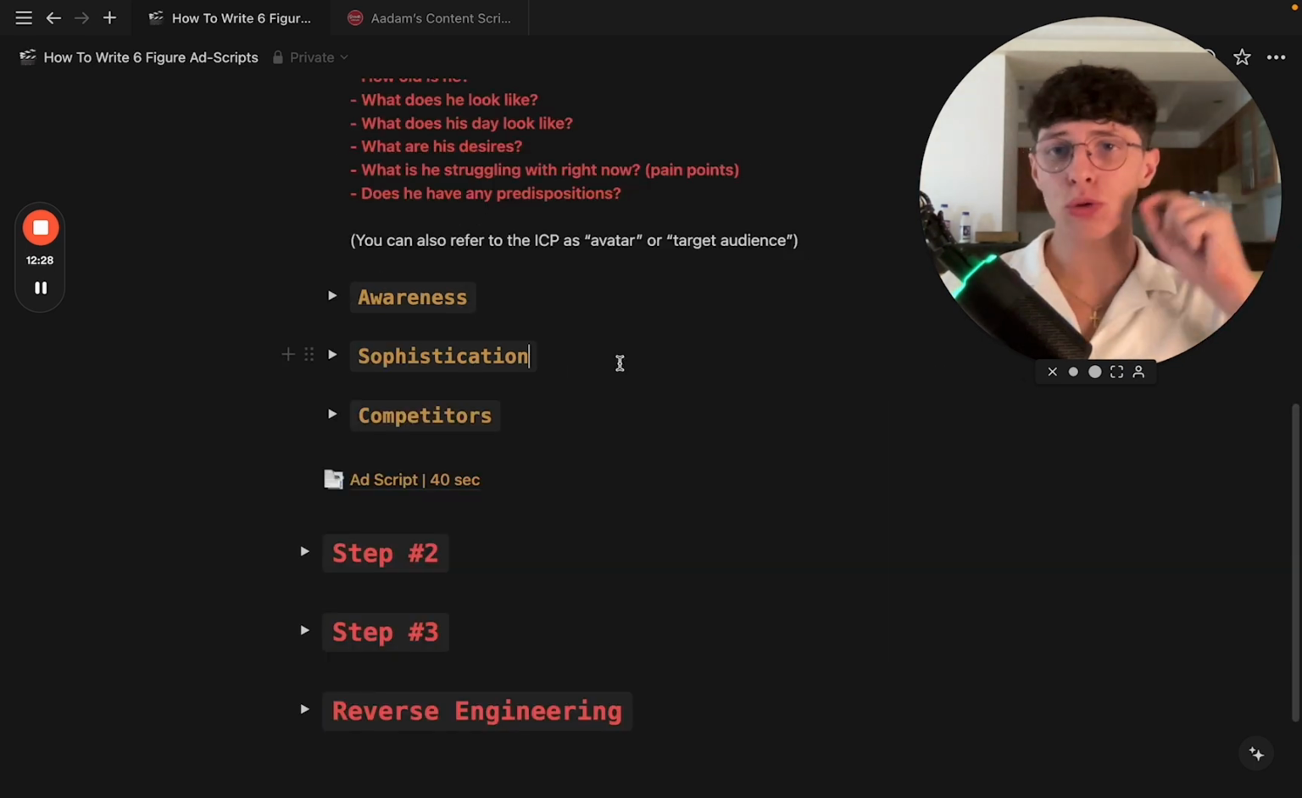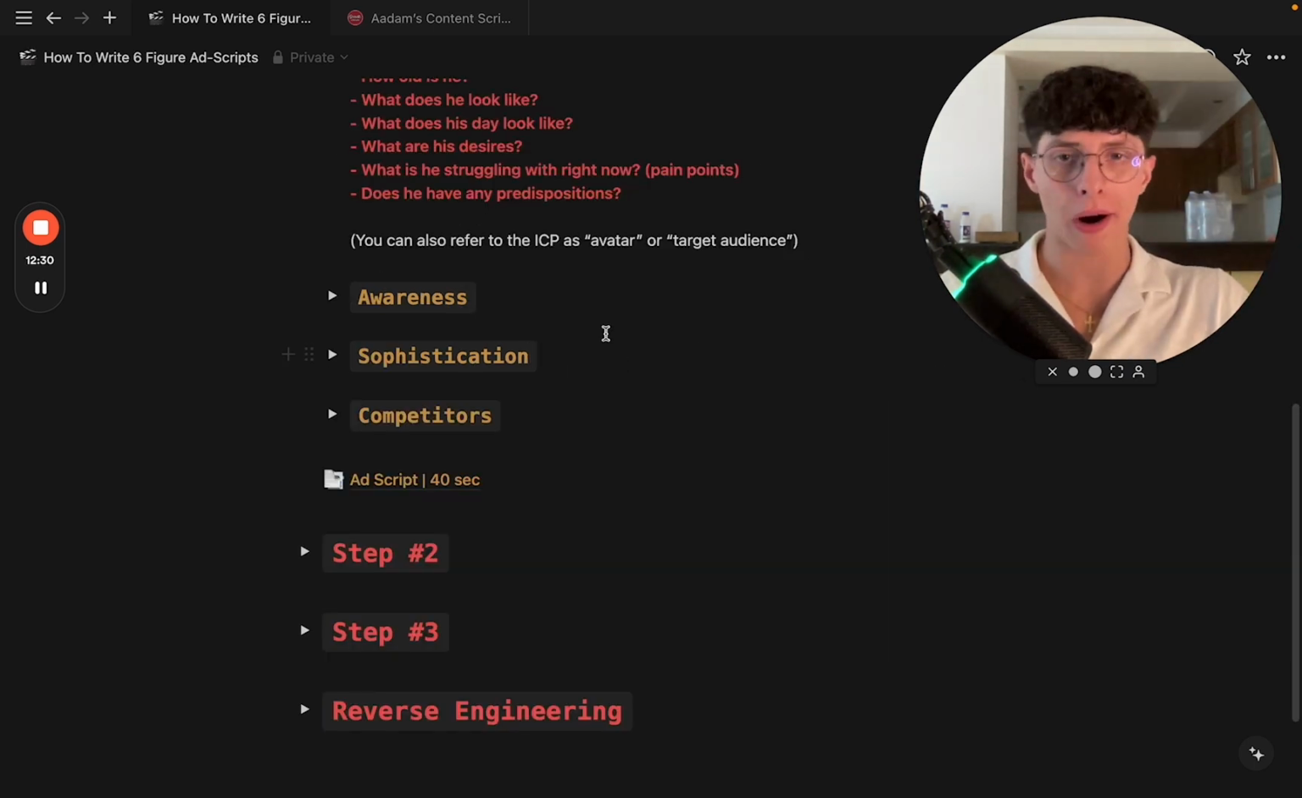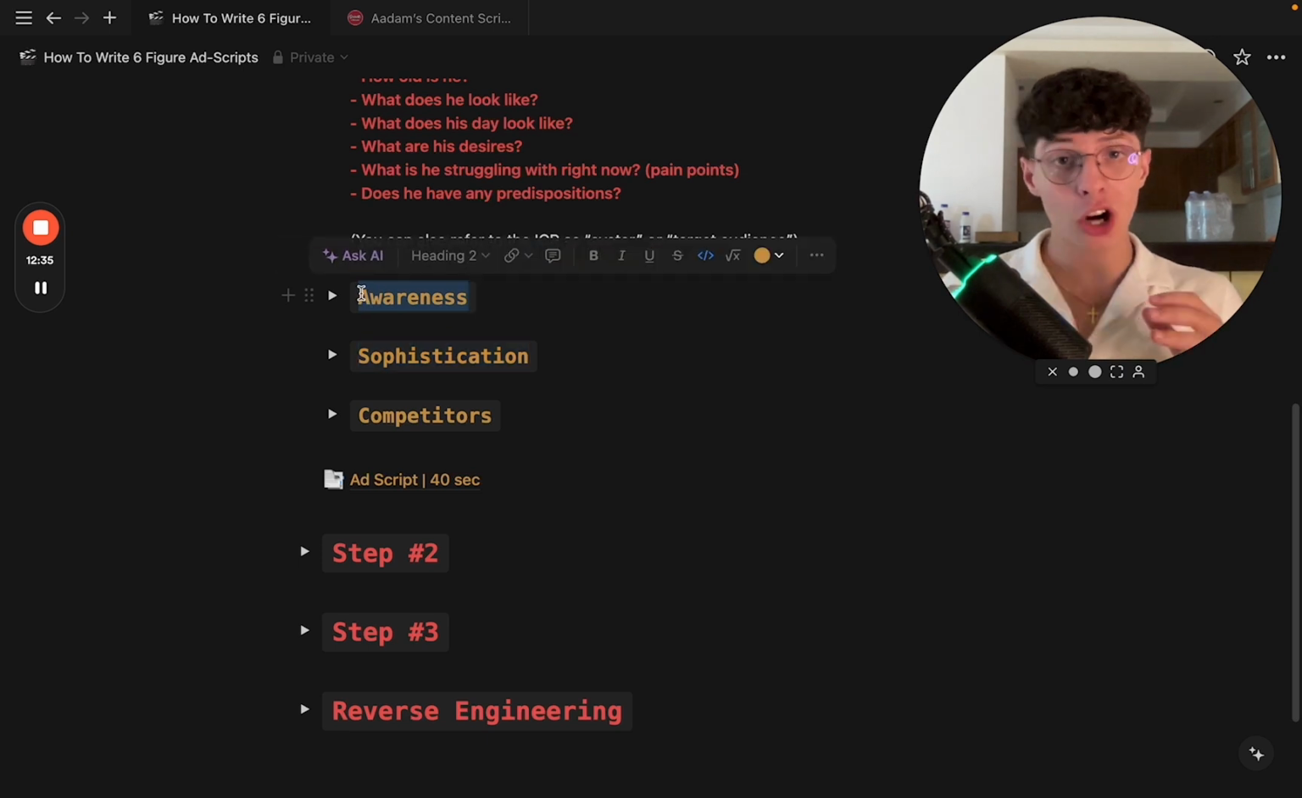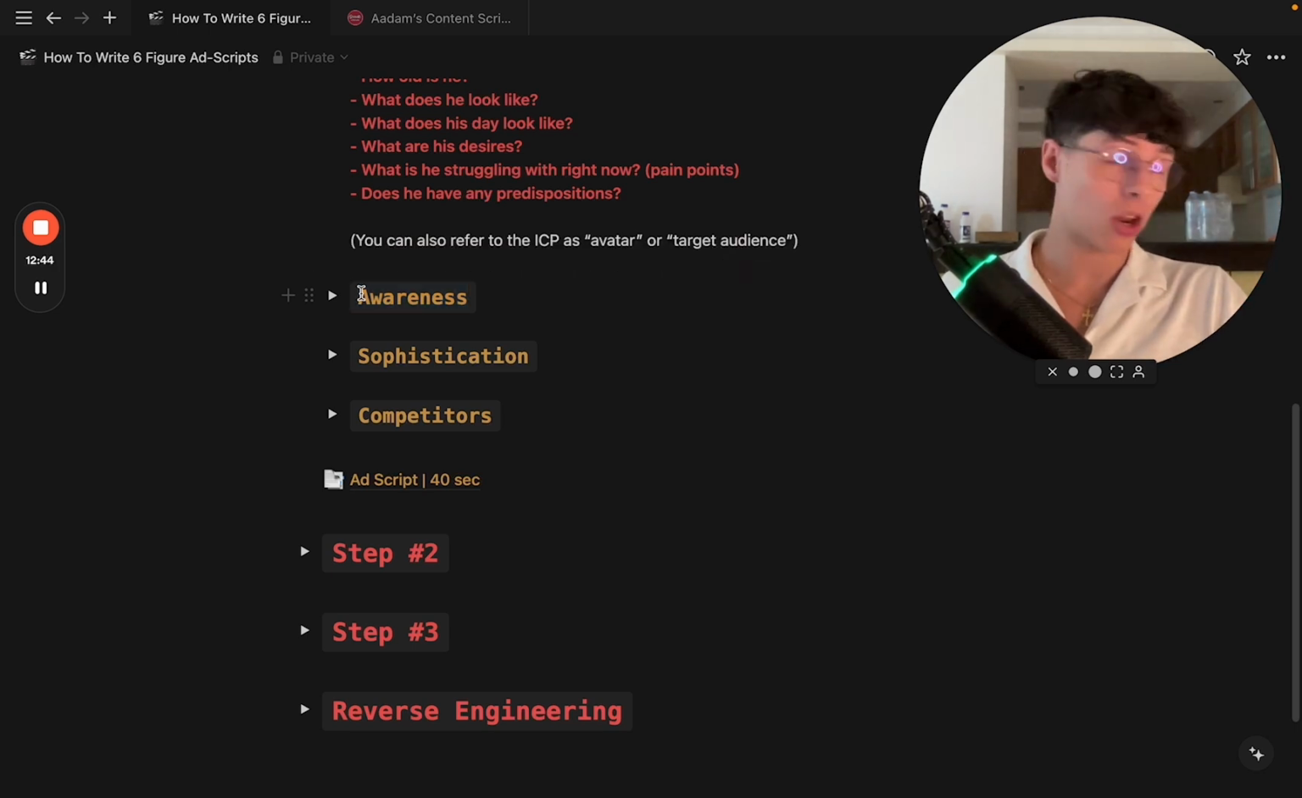Now, let's get into the 2 most important parts of writing ad scripts. These are a bit advanced. Most people don't even know about this. Most people who run ads. So if you can just understand these 2 things, you're going to be better than literally, I don't want to exaggerate, 90% of marketers.